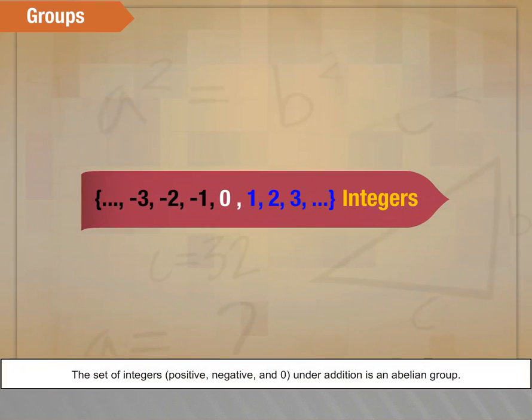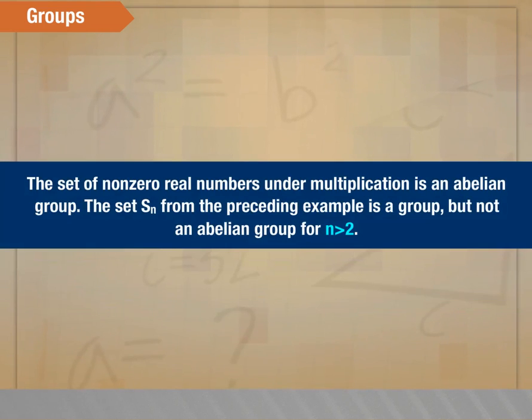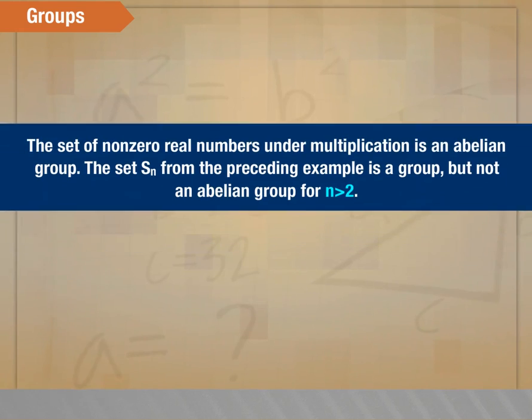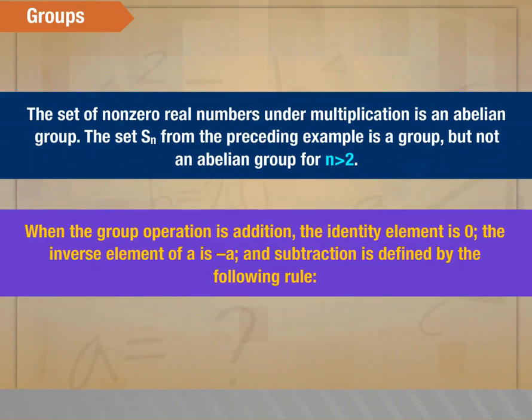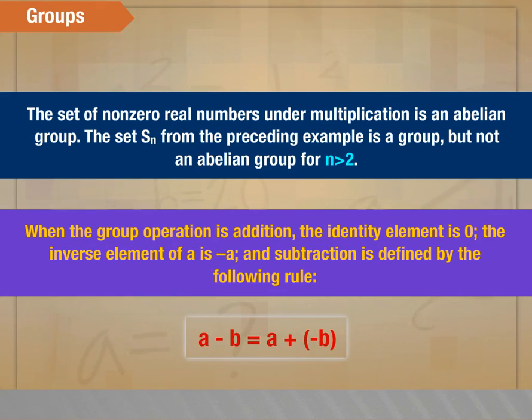The set of integers, positive, negative and 0, under addition is an abelian group. The set of non-zero real numbers under multiplication is an abelian group. The set S_n from the preceding example is a group, but not an abelian group for n greater than 2. When the group operation is addition, the identity element is 0. The inverse element of a is minus a, and subtraction is defined by the following rule: a minus b is equal to a plus (minus b).